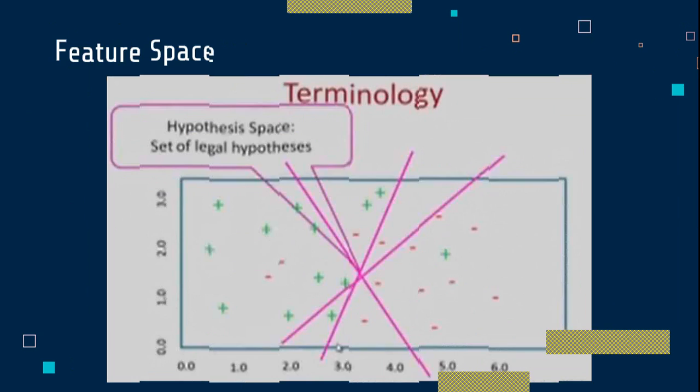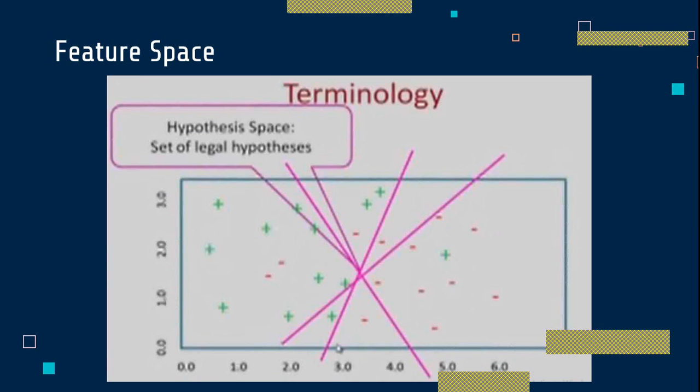So this is all about the hypothesis and the feature space. Okay. If you have any doubts, you can ask me now.